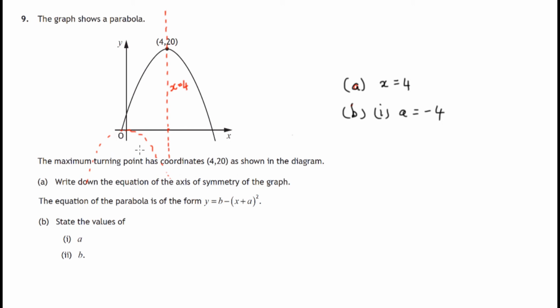That means that this upside down parabola y equals negative x squared has moved 4 to the right, parallel to the x-axis. And then the b determined how far up or down this graph was, and this one certainly has to go up 20 units. So b would have a value of 20. b equals 20.